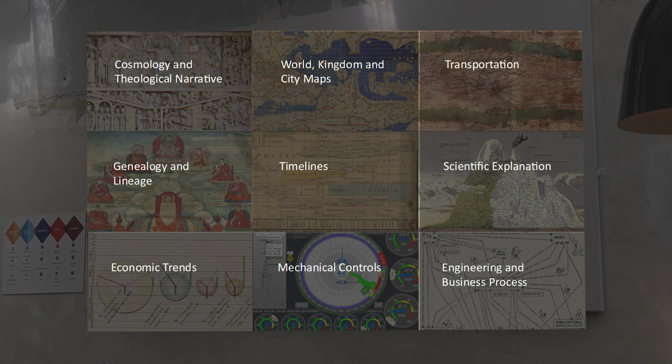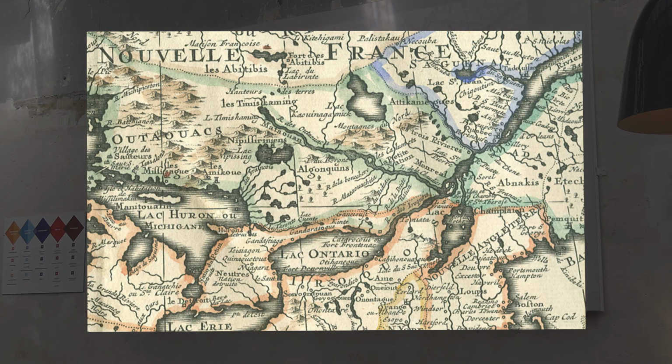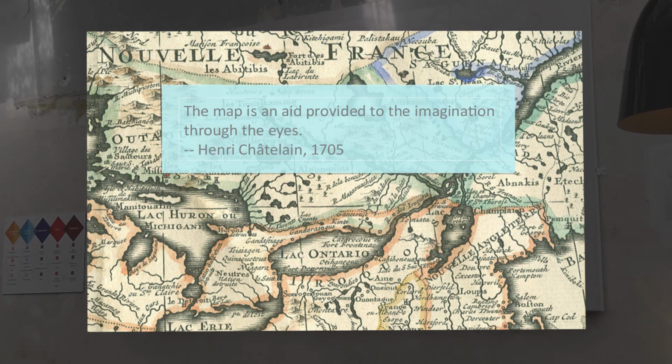So, this is the 9 functional themes, and I think they're a useful way to think about and discuss the variety and unity of information design examples across time. There's a wonderful phrase in Henri Chapelain's preface to the Atlas Historique, 1705, I think. He describes these engravings of coastlines and political boundaries as an aid to provide the imagination through the eyes.